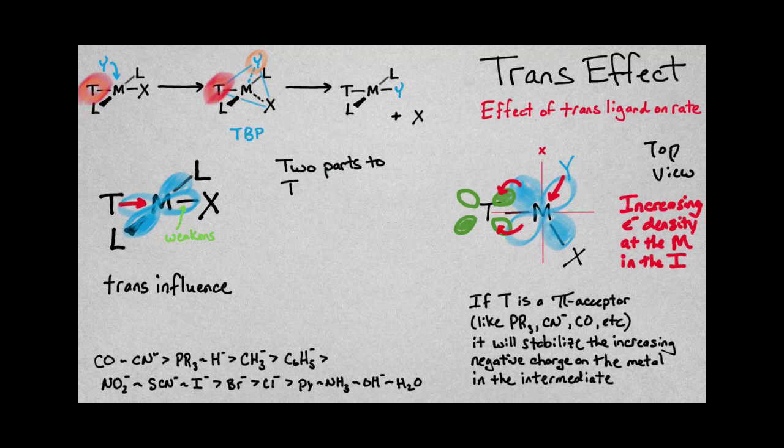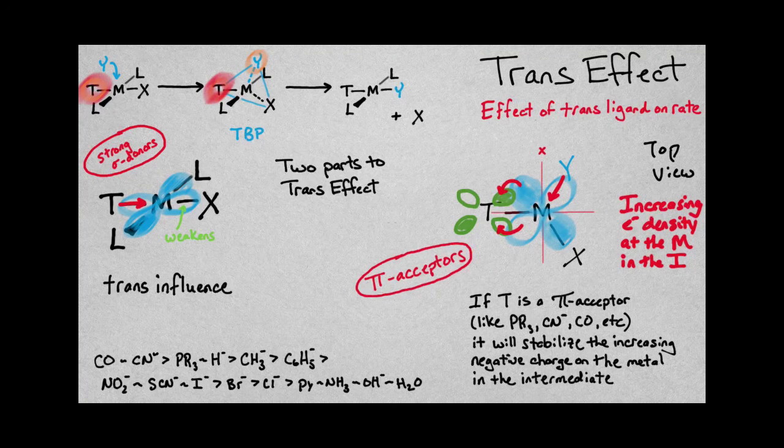So we have two parts to the trans effect. The first is strong sigma donors help in the trans influence, which weakens the bond to our leaving group. And then we have the pi acceptors, which help to back bond electron density, in other words, stabilize the increasing electron density that's building up on the metal as the incoming ligand Y comes in and attacks at the metal.